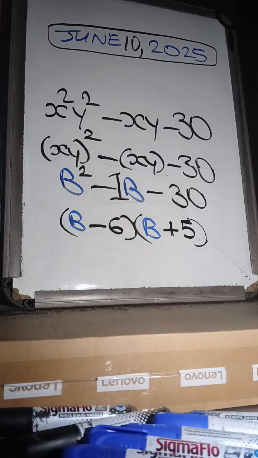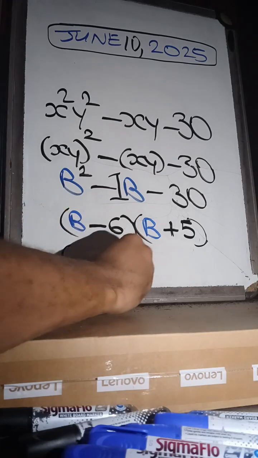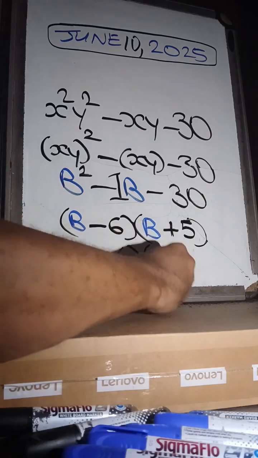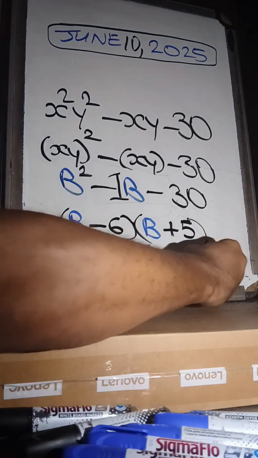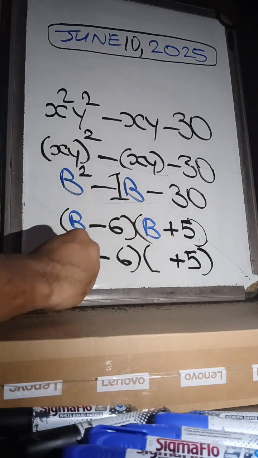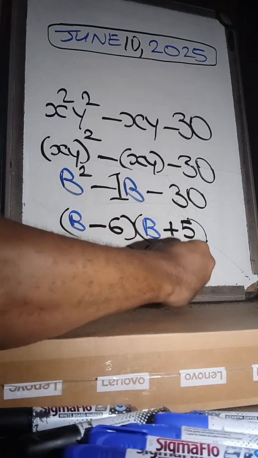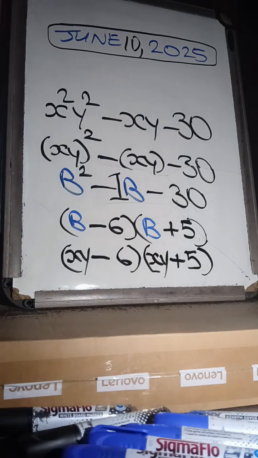Now the good thing about all of this is that now that you reach here, we only have 1 step left. So we replace xy with b. Now we'll switch it back. So now we put xy here, xy there, and yeah, that's it.